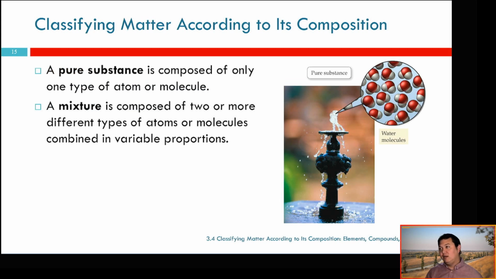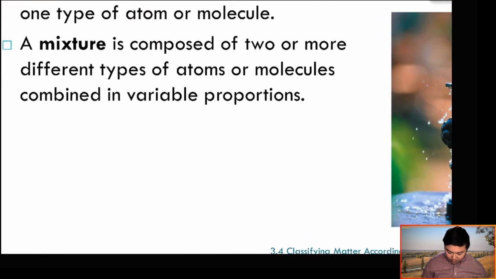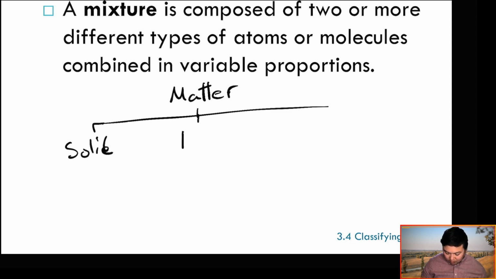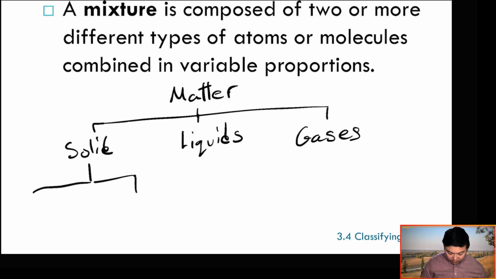Now, again, we've taken all of matter and we've broken it down into solids, liquids, gases. For solids, oh, actually, I should do this right here. We'll zoom in real quick. So we have all of matter, and now we've broken this down and we have solids, we have liquids, and we have gases. And then from solids, we can go one step further and say they're either crystalline or amorphous.